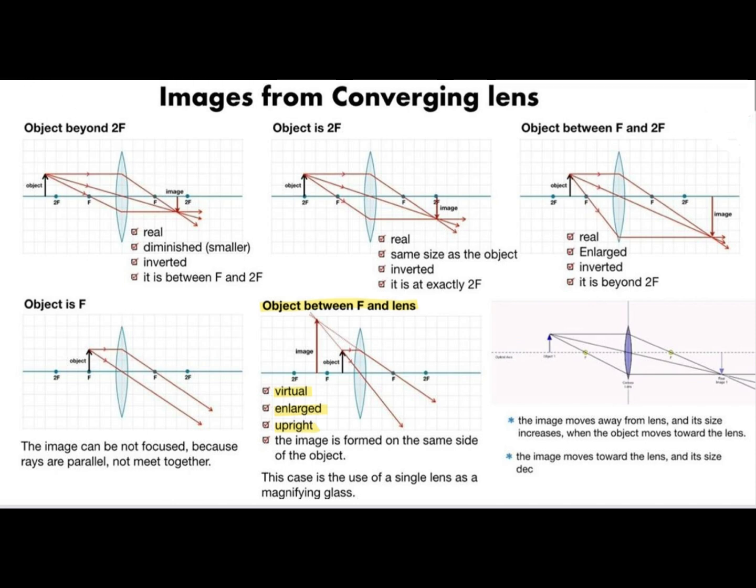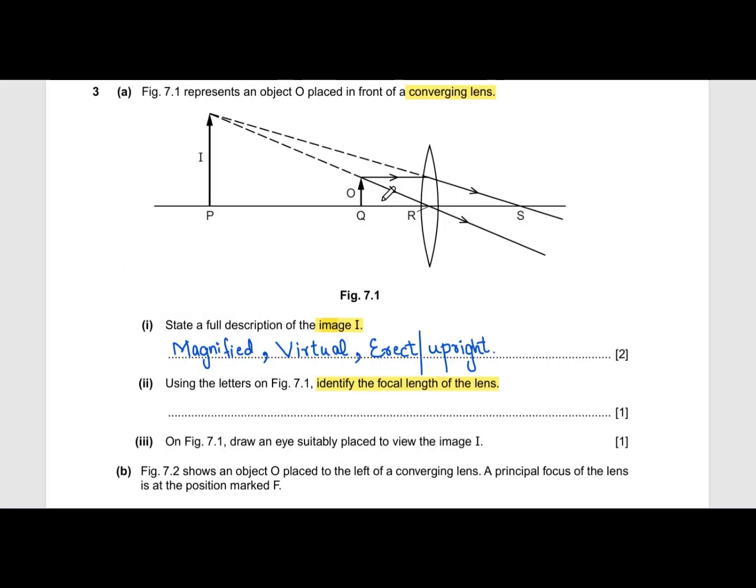You can see that the ray which is parallel to the principal axis passes through the focal point of the lens, and the other ray which passes through the center of the lens goes undeviated, and when you extend these lines they meet at a point and form an image. Similarly, this is a ray parallel to the principal axis and it will pass through the focal point of the lens. That means this S point is the focal point of the lens. So I am writing S is the focal length.